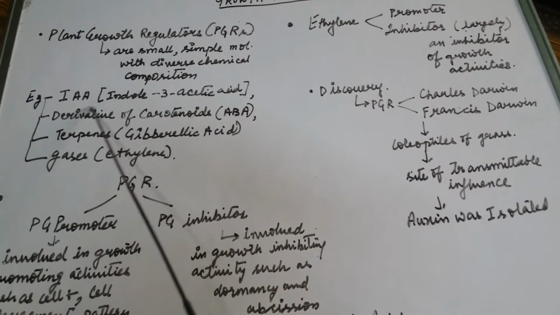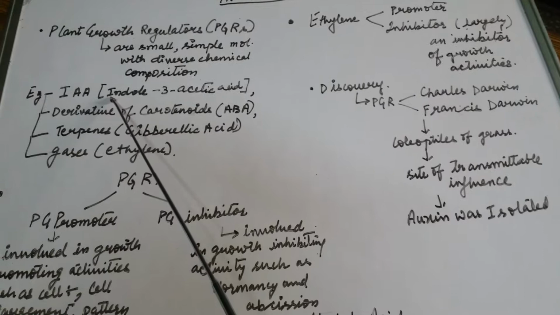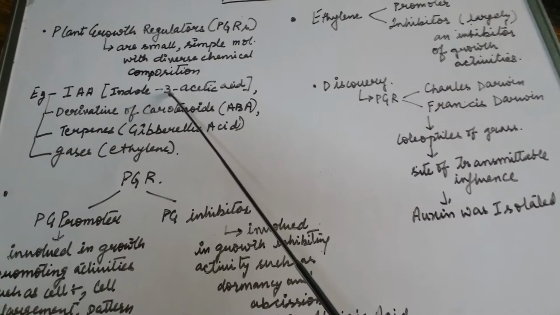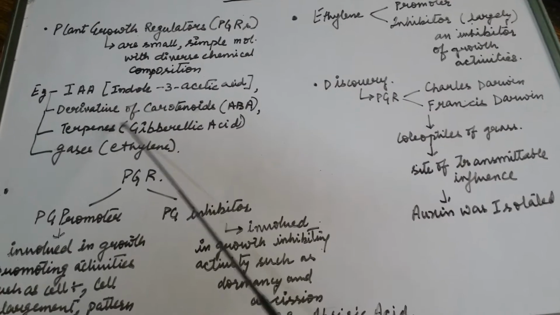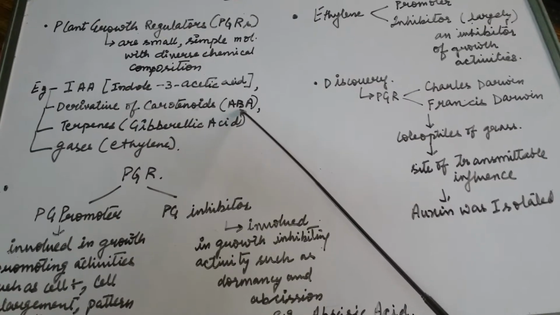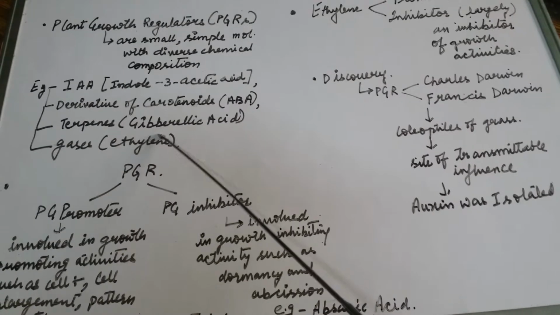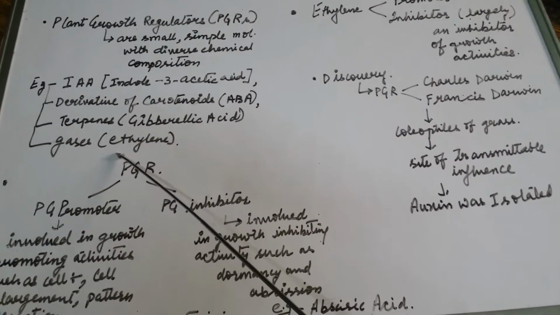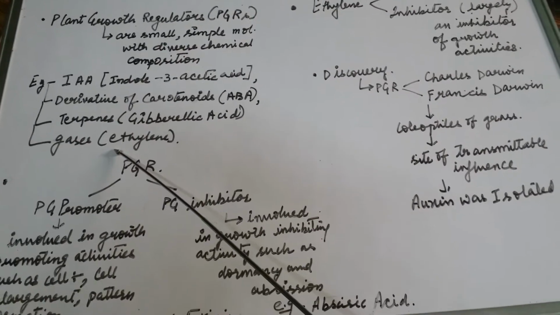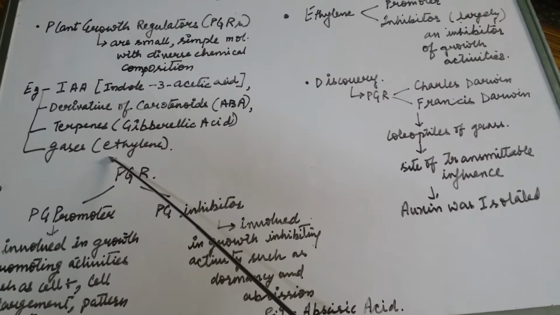For example, indole compounds, and an example of an indole compound is indole 3 acetic acid, a derivative of carotenoid, that is abscisic acid, terpenes like gibberellic acids, and gases like ethylene are all acting as growth regulators in plants.